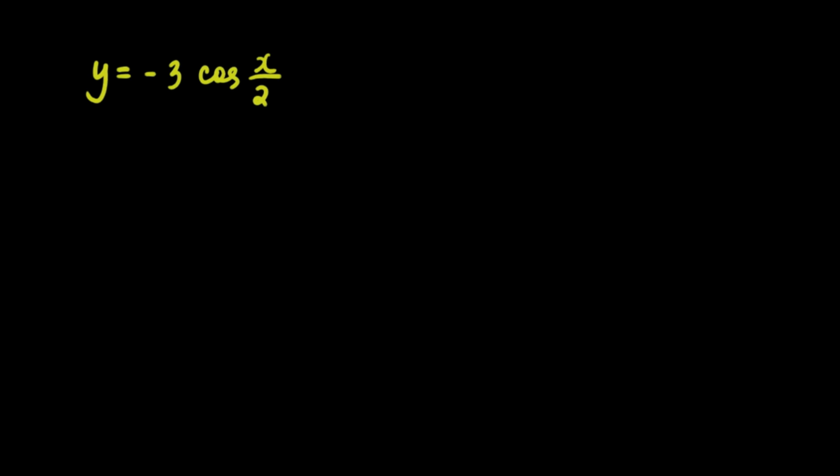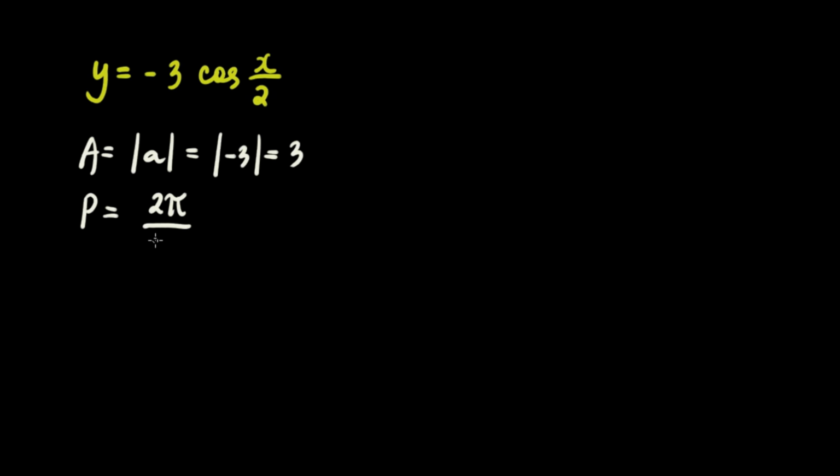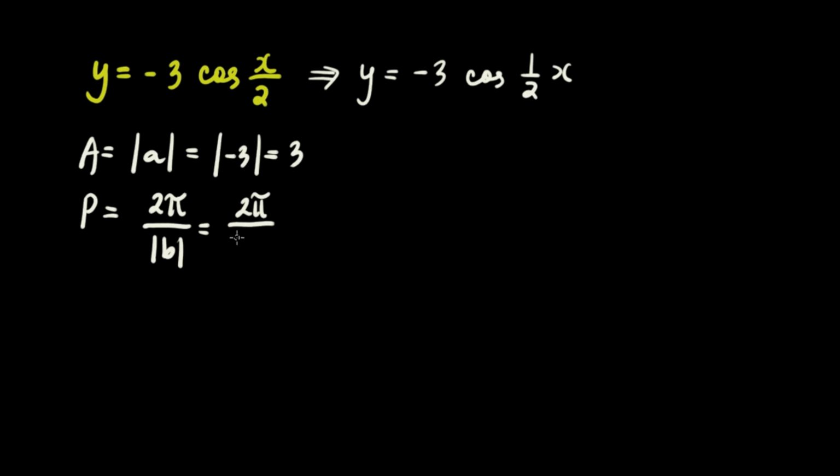The first thing we need to do is to get the amplitude. The amplitude is the absolute value of A. So for this case, absolute value of negative 3. So we have 3. And the period, parehas lang nung kay sine, it's 2 pi over the absolute value of B. And for this case, we can rewrite this as y equals negative 3 cosine 1/2 x. So your B is 1/2. So we have 2 pi over 1/2. And the answer is 4 pi.